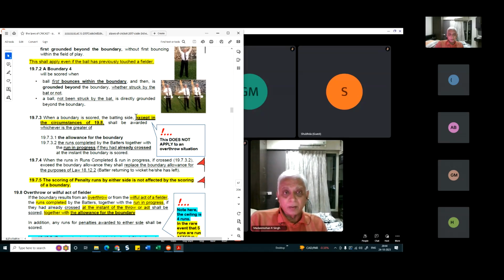And here it is clearly stated, except in the circumstances of 19.8. So 19.8 is when there is an overthrow. What this law says is when a boundary is scored, the batting side shall be awarded whichever is the greater of the allowance for the boundary or the physical runs if they are greater. So when do we count five? Four and crossing for the fifth is considered five. Crossing for the fifth run is considered a full run, full 5 runs.